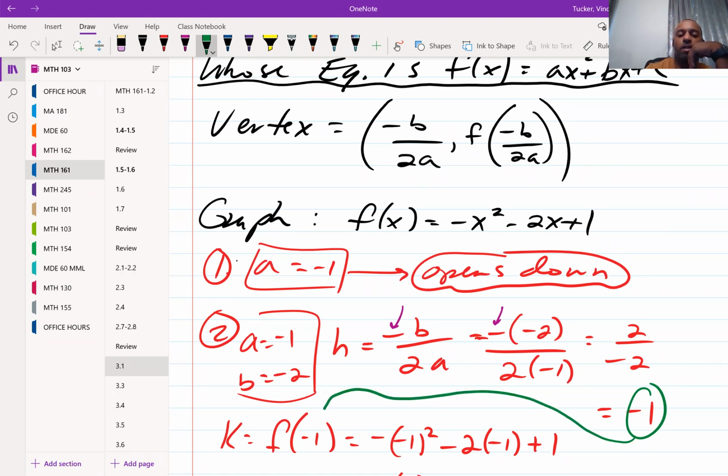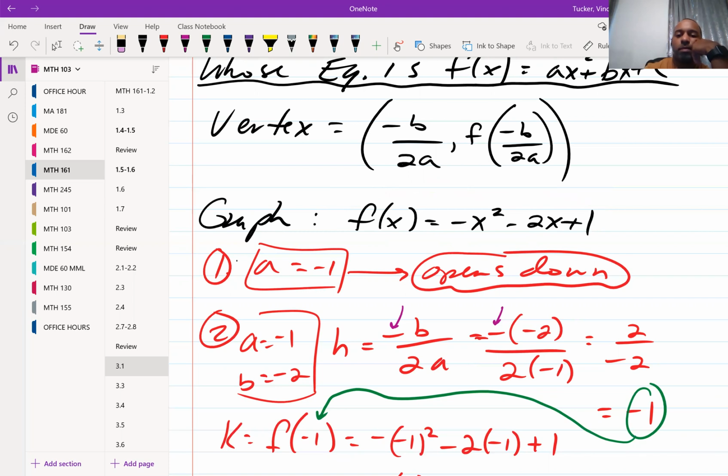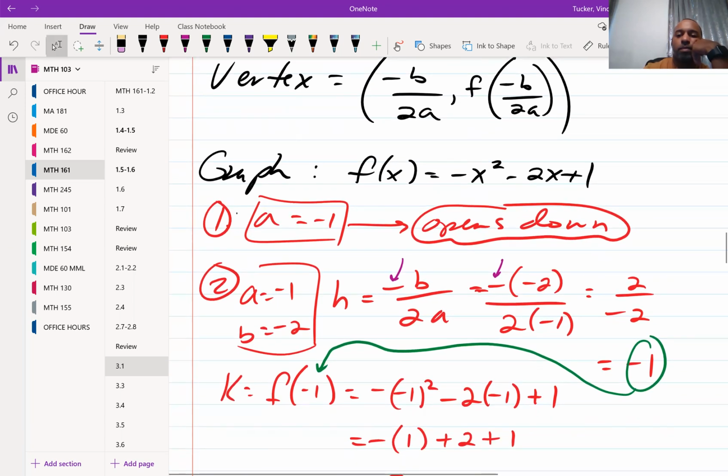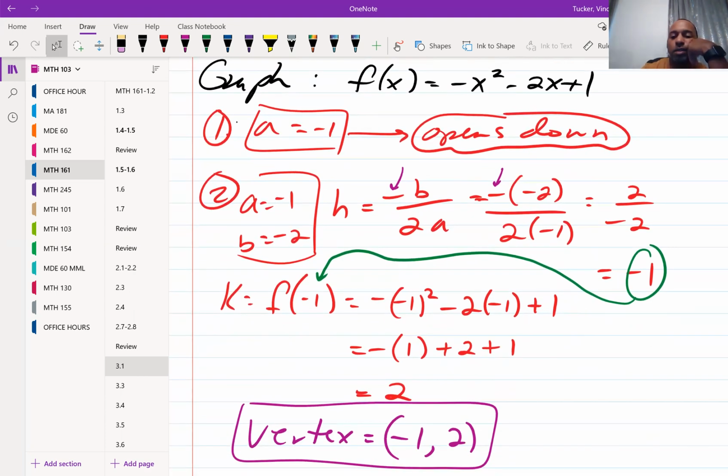Then you take that and plug it into your function. This is our function. So it's negative times negative 1 squared minus 2 times negative 1 plus 1, and that simplifies to 2. So that means our vertex is (-1, 2).